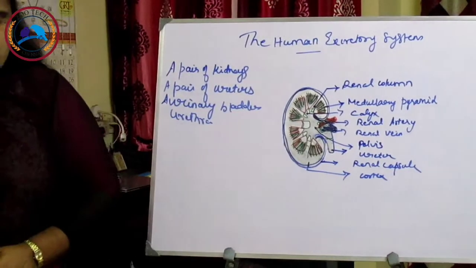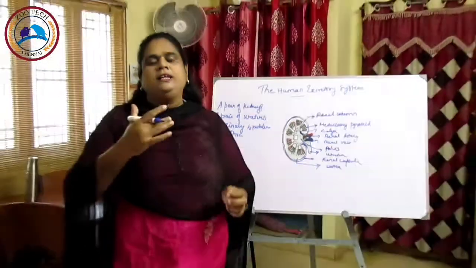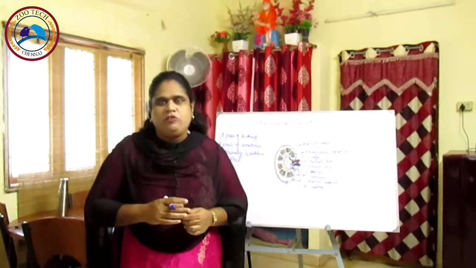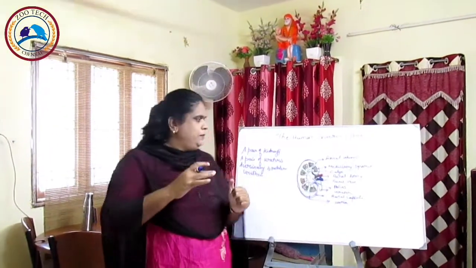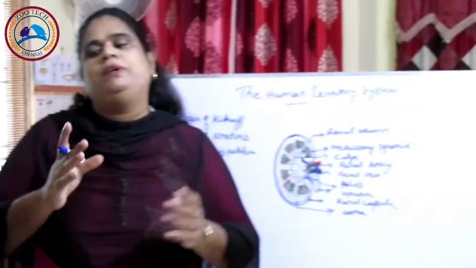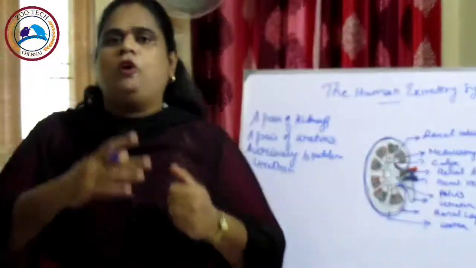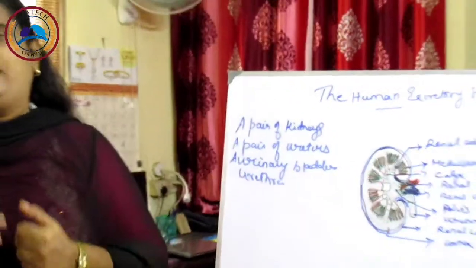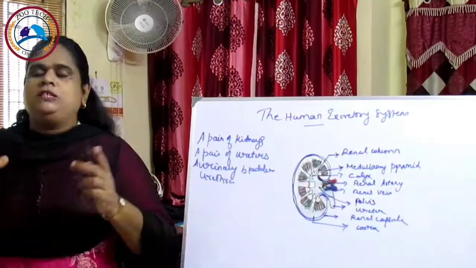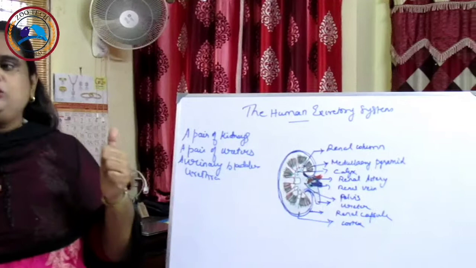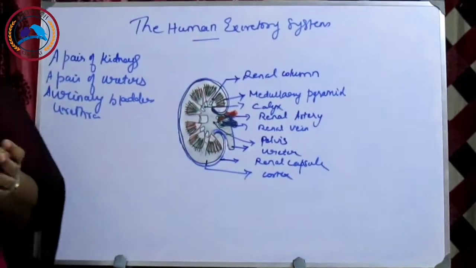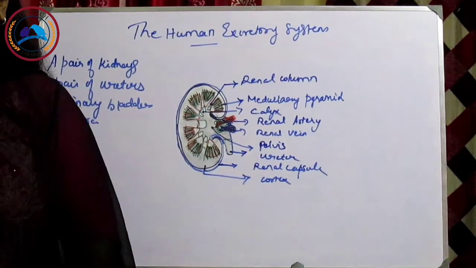Talking about where the kidneys are situated, the kidneys are reddish brown bean shaped structures. They are situated between the last 12th thoracic and the 3rd lumbar vertebra, close to the dorsal inner wall of the abdominal cavity.